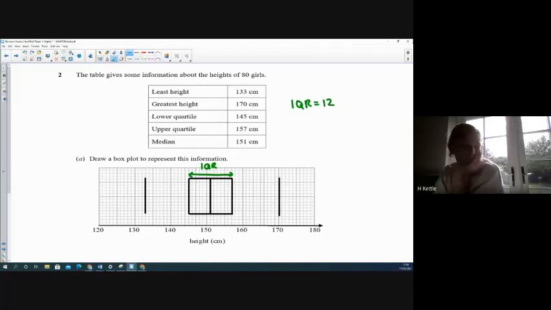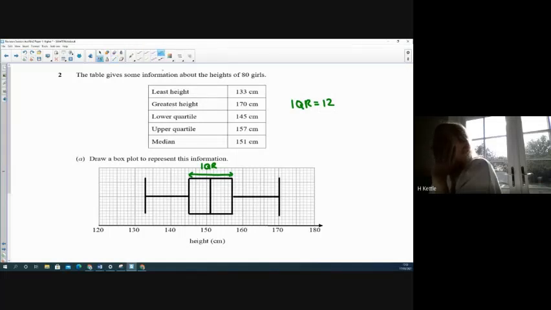And then we just need to do 2 lines going out to the edge. So this one here and this one here, and that takes us out to our smallest value and our biggest value. And if we were asked for the range, remember your range is your highest take away your lowest. So the range would be from this value up here, 170, to 133. So the range in that case is going to be 37.